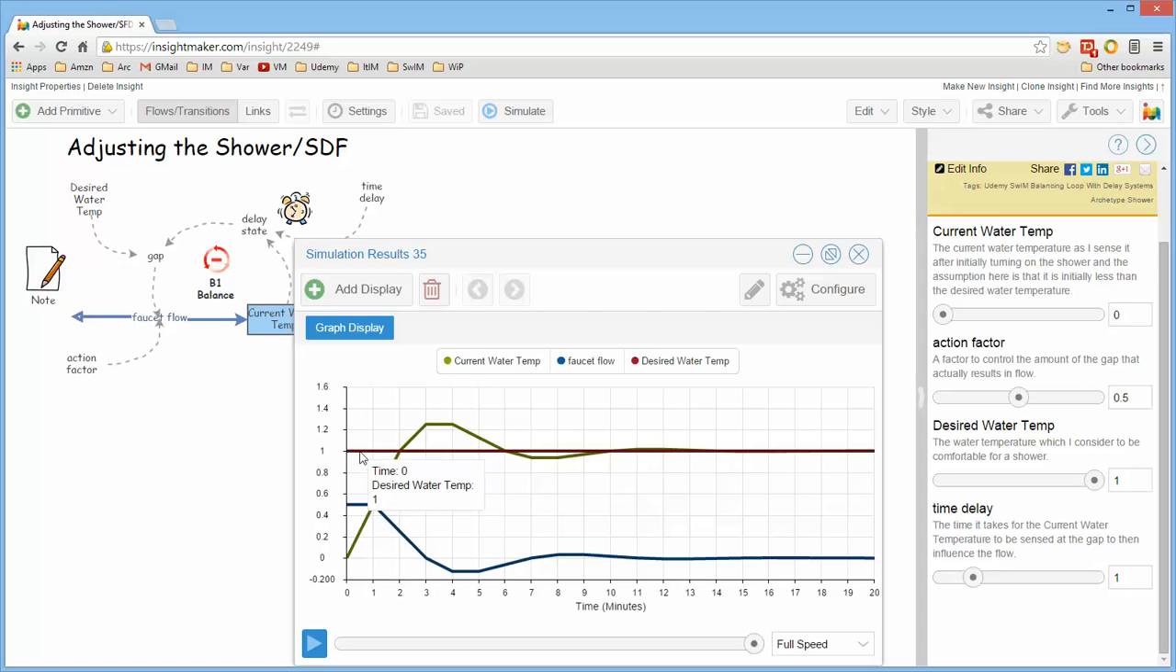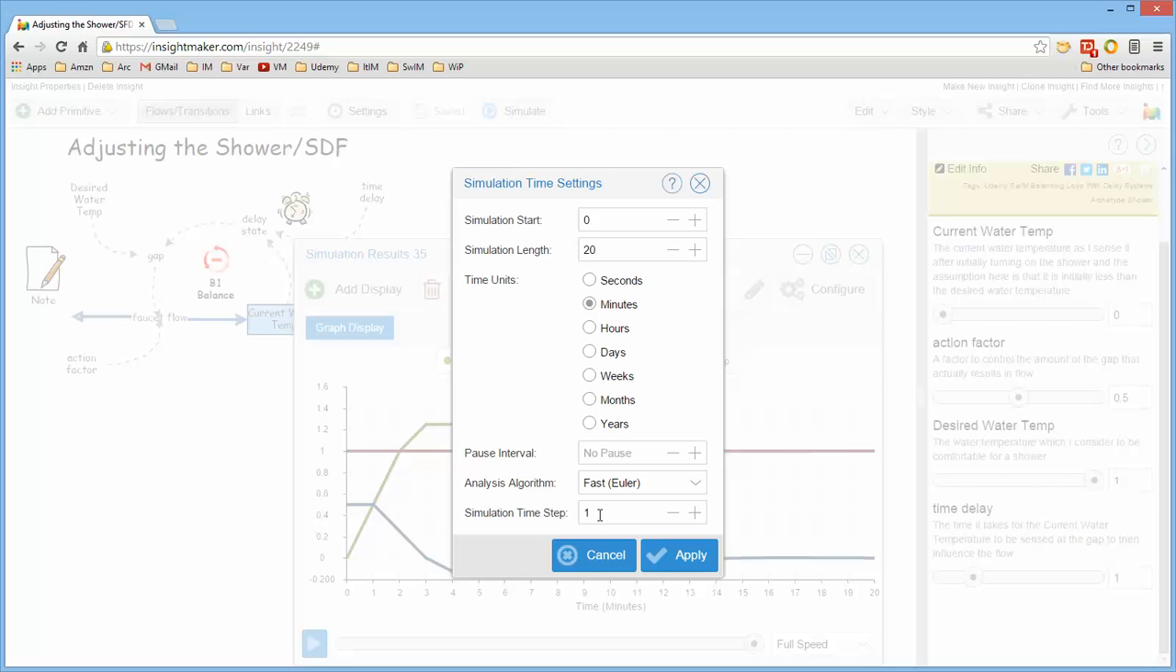Notice that this is the desired water temperature. The current water temperature exceeds the desired water temperature, and then I have to adjust the faucet back the other way, and it oscillates a little bit. A lot of that has to do with the amount of impatience I have for not waiting for things to change. It also has to do with the fact that my simulation settings, my time step, is 1. So I'm only looking at things every minute.